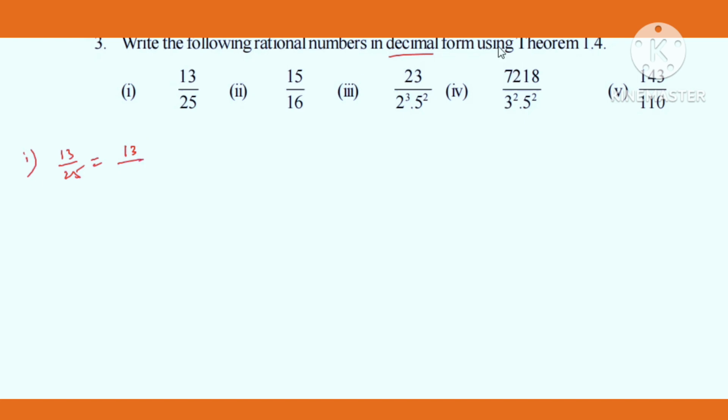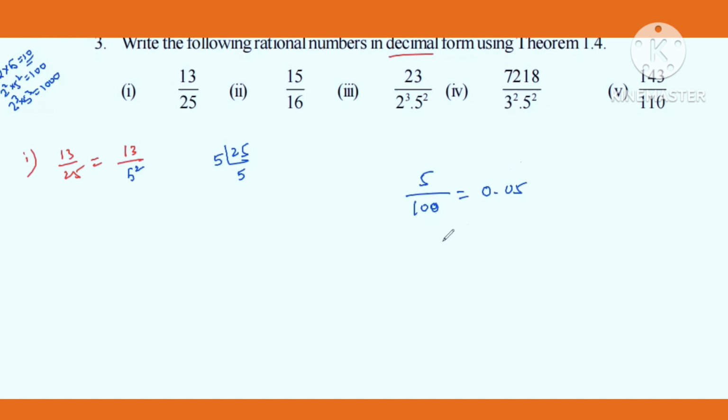I'm taking prime factorization. We get 5 square. So here only one thing you have to do. When there is 2 into 5, we get 10. If we have 2 square into 5 square, we get 100. 2 cube into 5 cube, we get 1000. Means if the denominator is, for example, 5 by 100, then we can write directly 0.05.